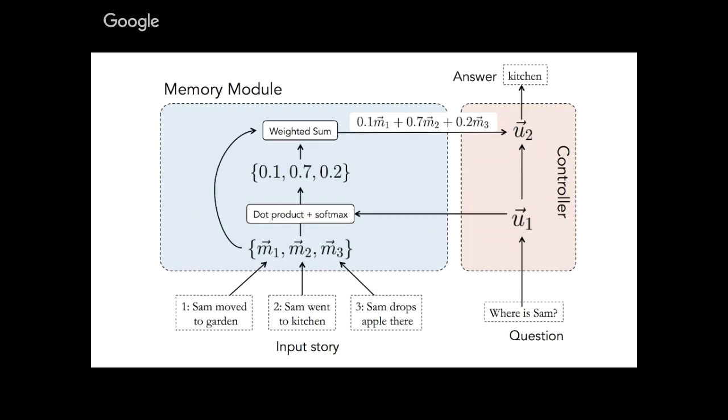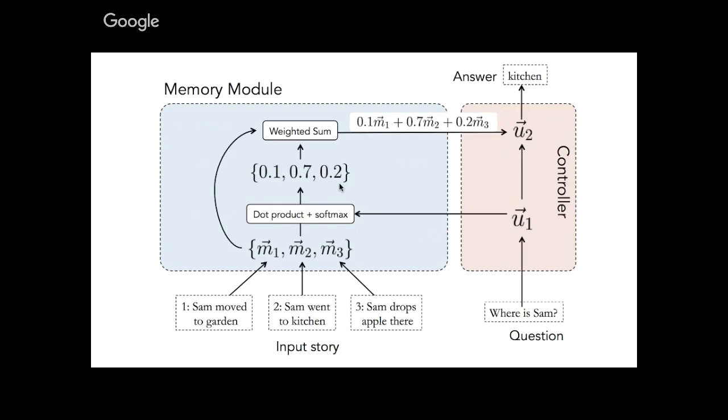So where do the coefficients come from to get the weighted sum? Is it based on the question? So you have a secondary arrow coming from the question, right? Yeah. So the vector, which is the embedding of the question, is sent into the memory module to do the dot product and softmax, and then out comes a weighted sum for that.